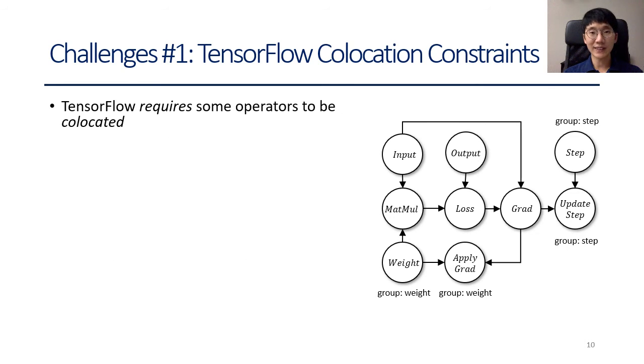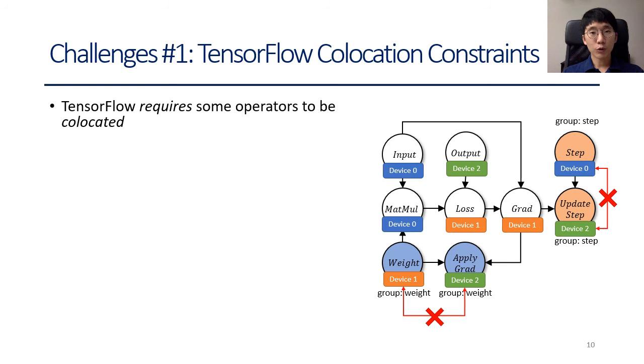The first challenge is that TensorFlow requires some operators to be placed on the same device due to shared memory space. This is a simplified TensorFlow graph for linear regression. In this graph, TensorFlow requires operators with the same color to be collocated. Our algorithm does not consider this requirement, so the algorithm places such operators on different devices, and this placement is rejected by the TensorFlow runtime.